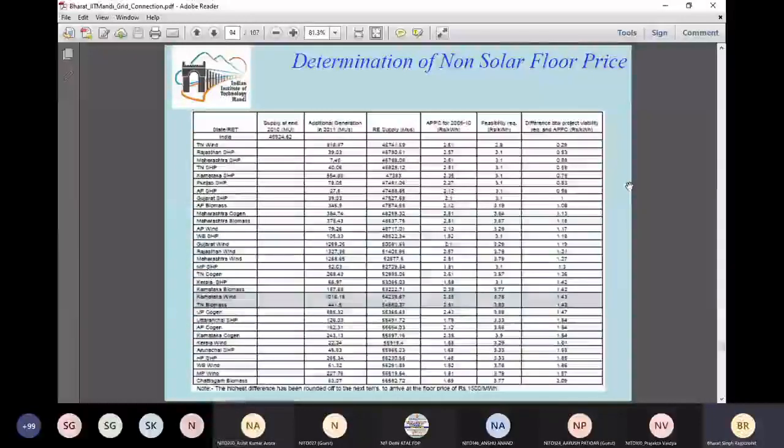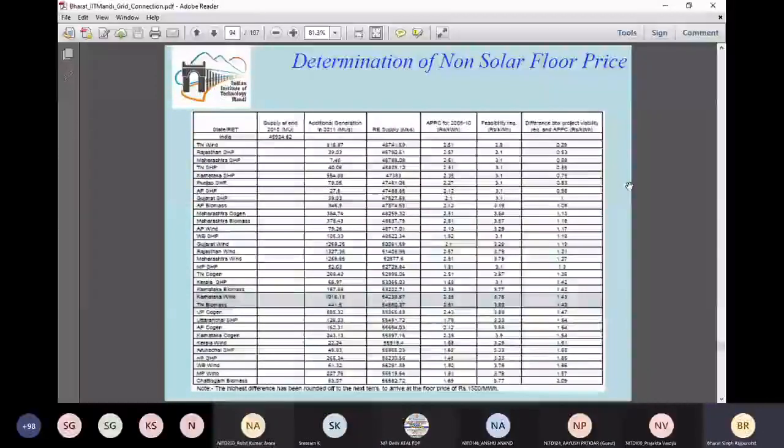So it means that up to Karnataka wind and Tamil Nadu biomass, if we select all these sources, we will be able to have energy coming from renewable sources as per our desired targets. This is what we can achieve.